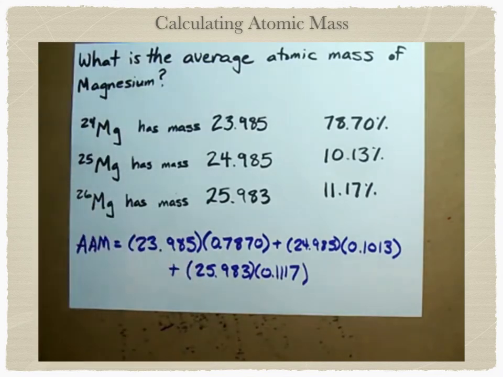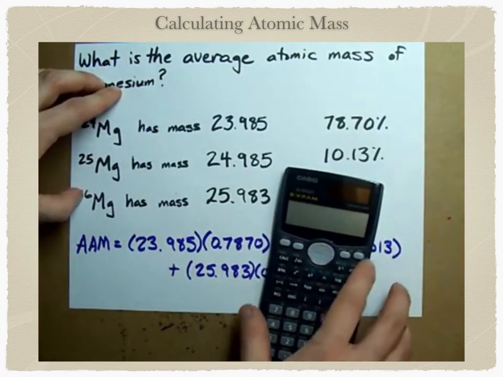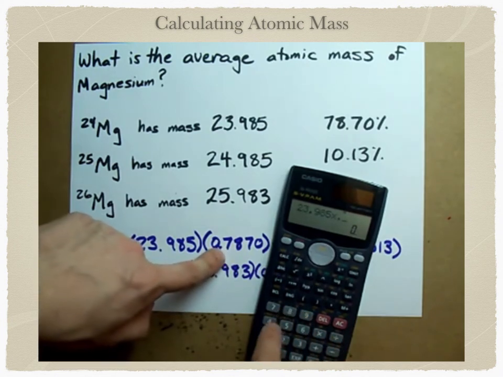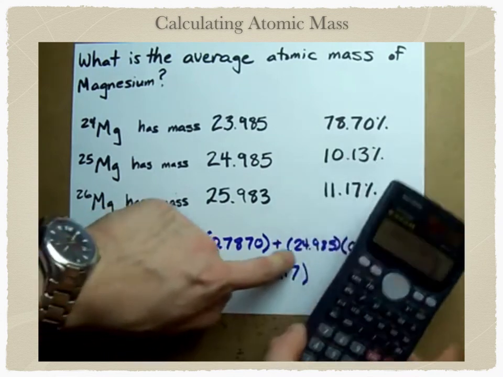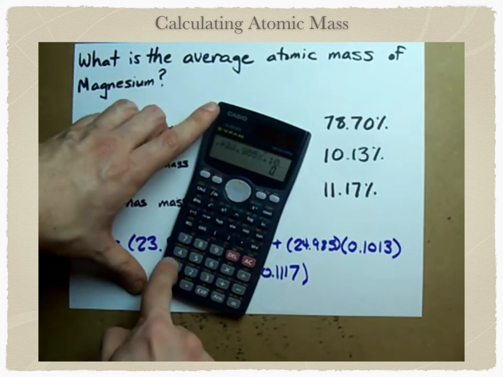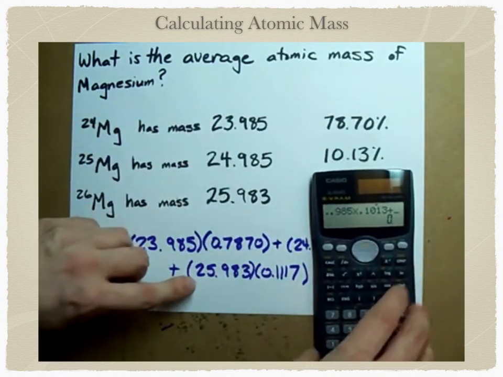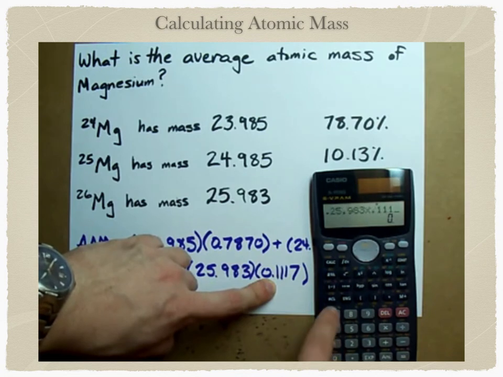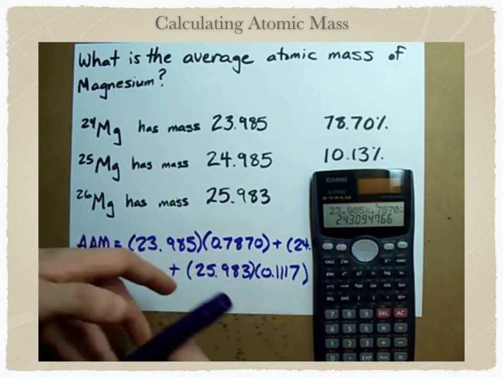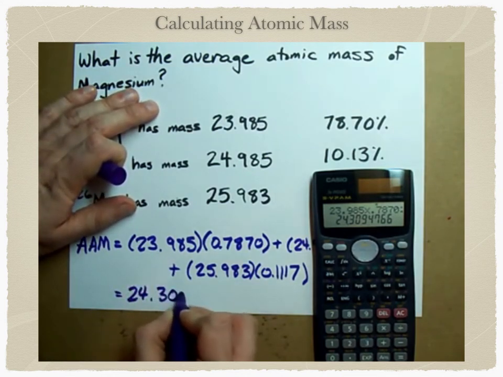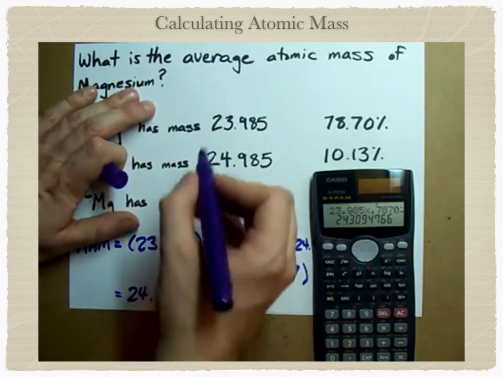Then you just whip out your calculator and you plug these numbers in. 23.985 times 0.7870 plus 24.985 times 0.1013, and you add 25.983 times 0.1117, the other isotopic abundance. And you add all those together, you end up with 24.309.